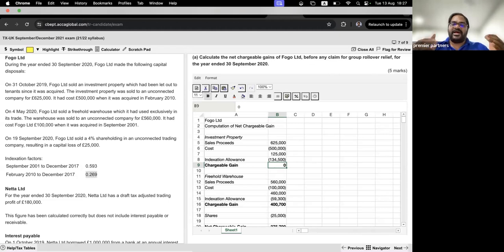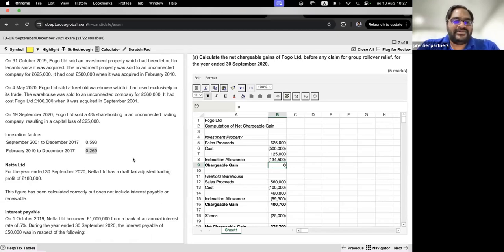Are we clear with how we derived the answer? Any questions? Great. Then the second property.